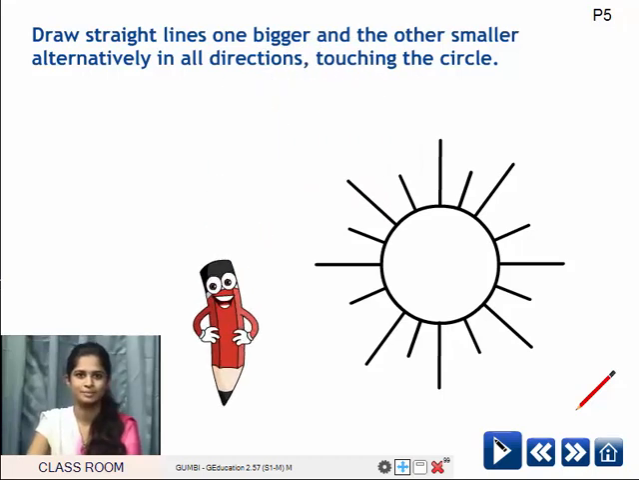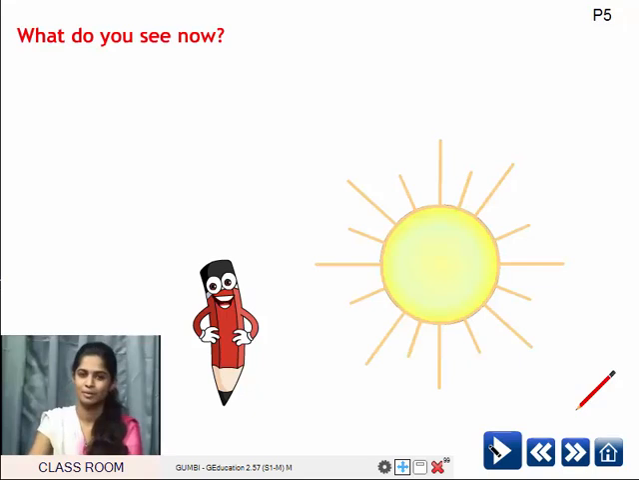You should be quick enough. Draw it fast. So students, what is this? What do you see here? Yes, it's a sun. So now we have drawn two pictures. One is flower and second is sun. Are you enjoying this, students?